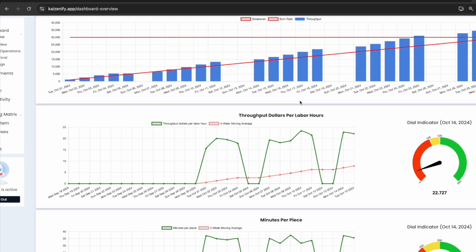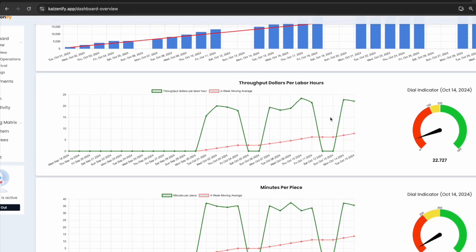So the next set of metrics we have here is throughput dollars per labor hour. What that's telling me is, depending on the amount of people that I had in the building today, how many throughput dollars did we get per labor hour? I have a wild fluctuation here because I was keying in some pretty wild numbers. And that's why we have this 4-week average, so that we can see this trend line. So I can tell, are we getting better or are we getting worse?